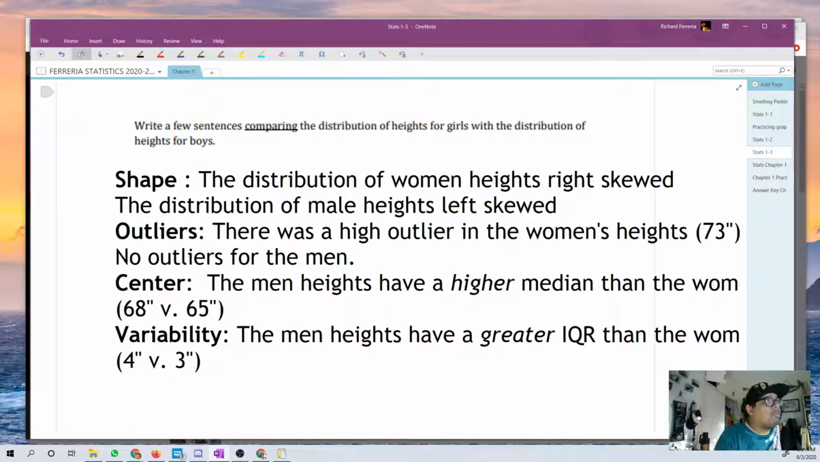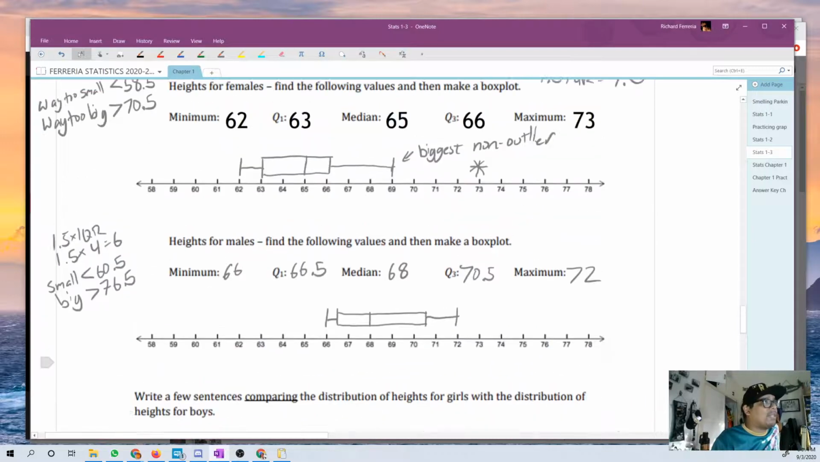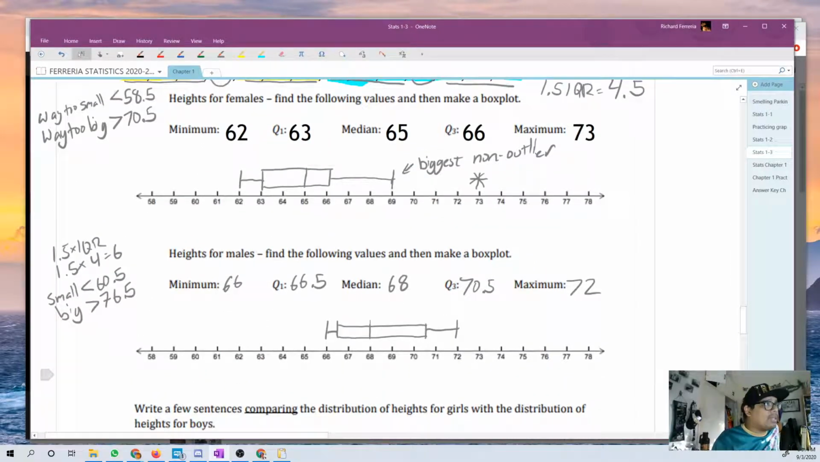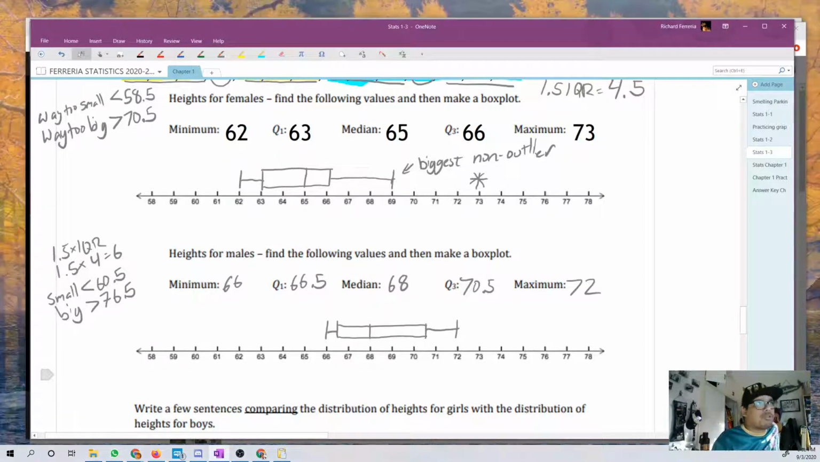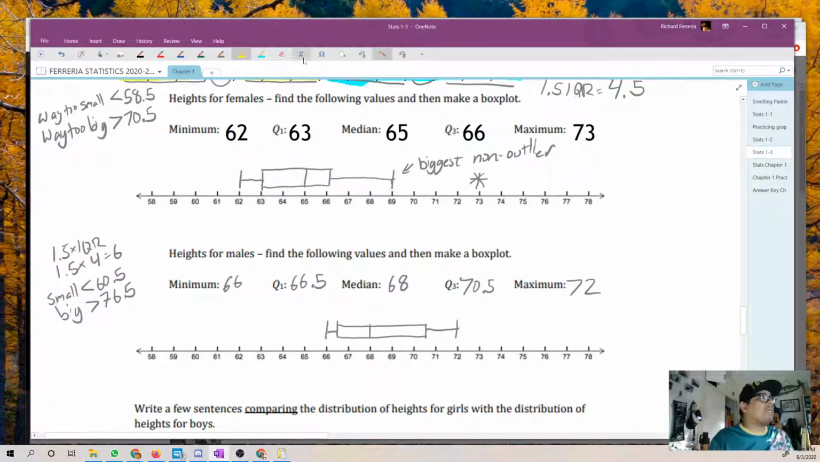Well, the women's distribution of heights looks kind of right skewed, and you can tell it's kind of right skewed because this distance from the median to the maximum measurement is much greater than this measurement from the median to the minimum measurement. So if we take a look at that tail, compare that with this tail, okay, that yellow one is definitely smaller than the blue one. So we would say that this is indicative of a right skewed distribution.